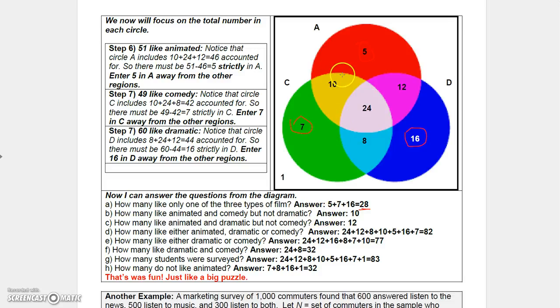Okay, well here's what we got to do. Animated and comedy would be this region. But we got to toss out the drama, which would be these guys, right? So that means 10, all right?